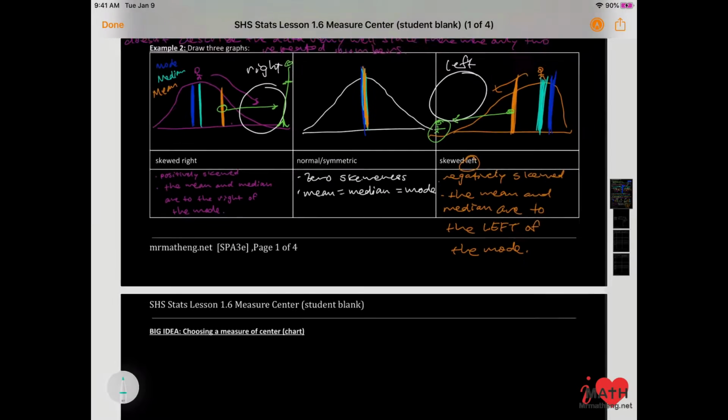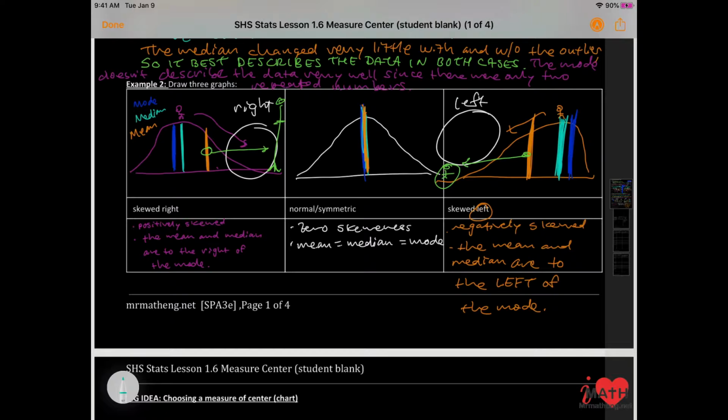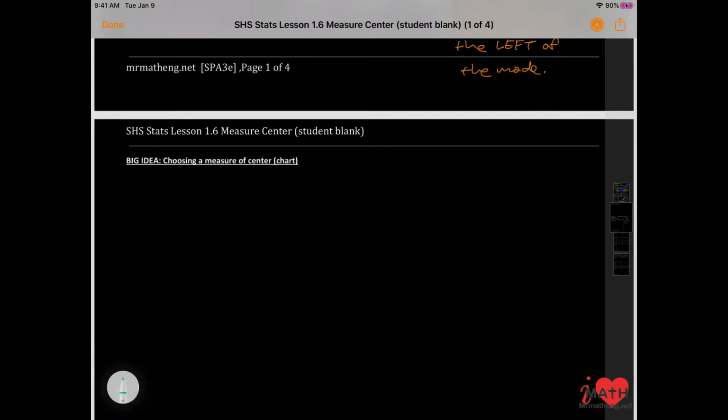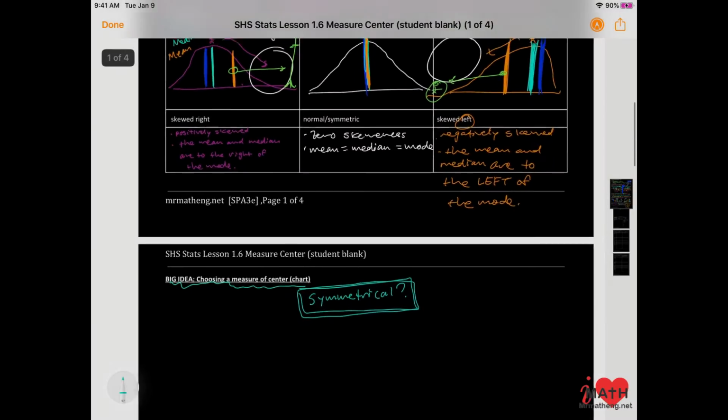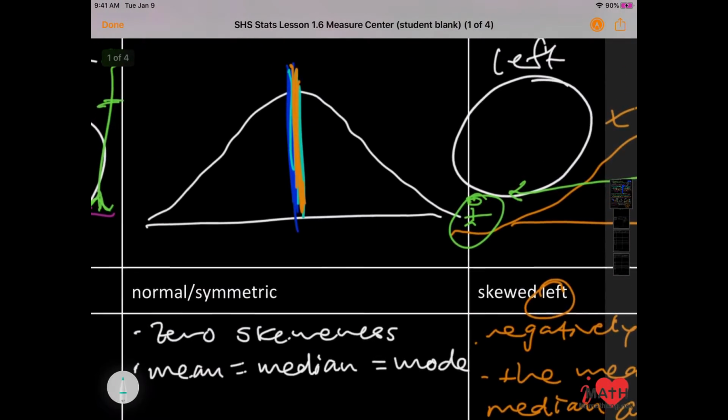Okay? So that kind of shows it visually. I'm just going to do a chart on the next page. So let's go ahead and do that chart. All right, so page 2, big idea is choosing the measure of center. Okay, and the question you're going to ask is, is it symmetrical? Does it look like this right there? Okay.